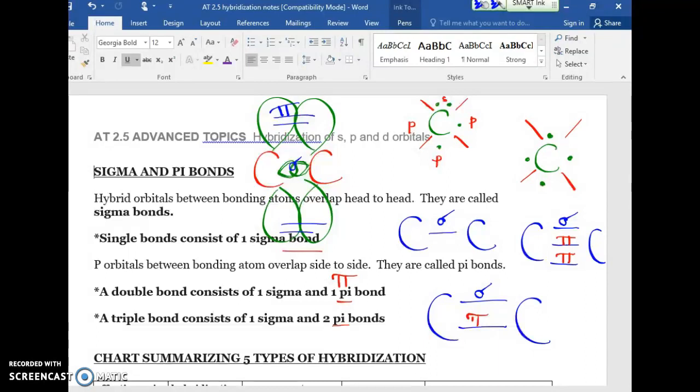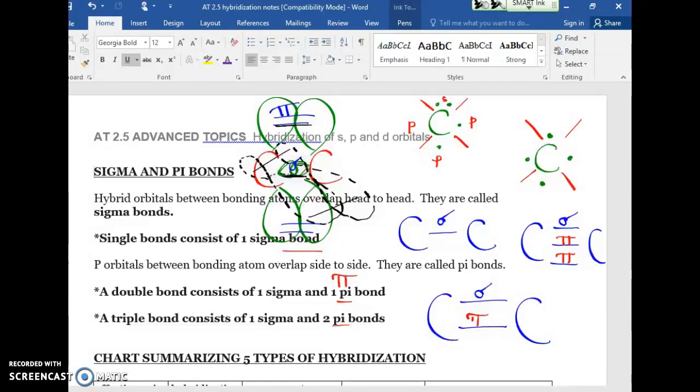What's left to me, and this is really tough to see, it's hard to render 3 dimensions on a 2-dimensional surface. But you have to imagine that this one is coming out of the screen at you, and this is going away into the screen, maybe into Mr. D'Angelo's office. This one is also coming out at you, and if you notice, these are also overlapping side to side. So notice I have my sigma bond overlapping head to head here.